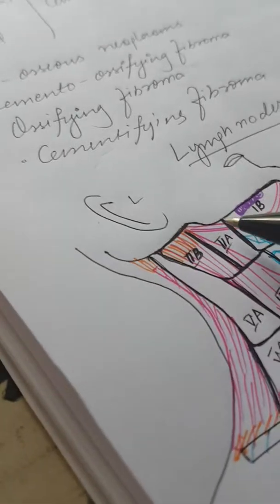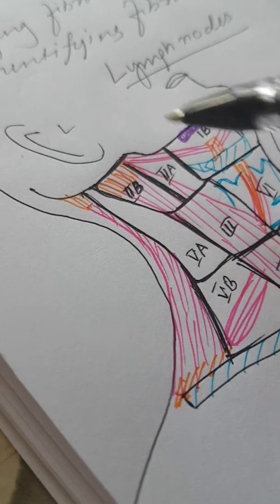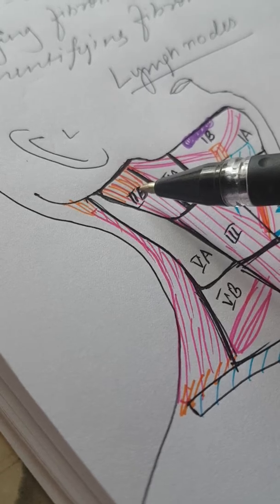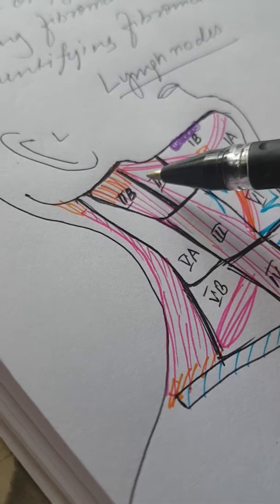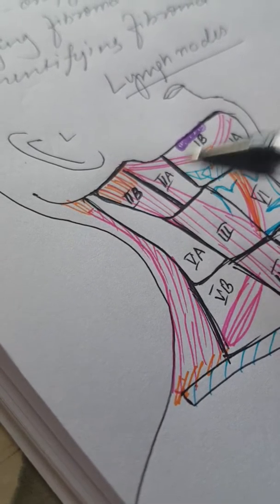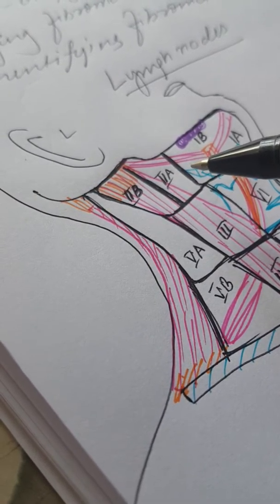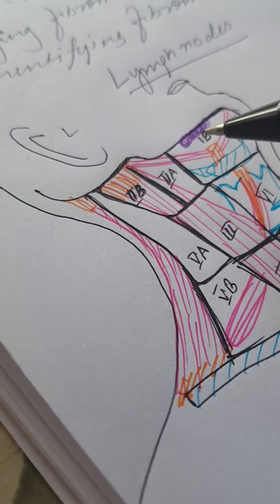Coming to the second group. This group is the jugular group. So this can be divided into 2A and 2B. So 2A is anterior to the spinal accessory nerve and 2B is posterior to the spinal accessory nerve. The spinal accessory nerve here cannot be seen because it's covered by a layer of muscles, but you should just imagine it. Okay, so the 2A is anterior to the spinal accessory nerve.